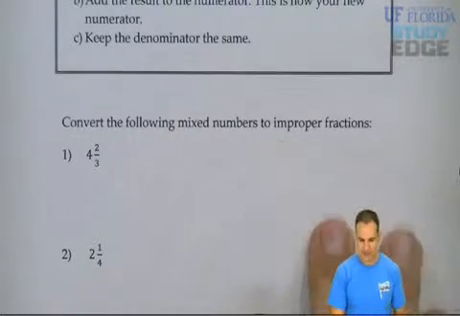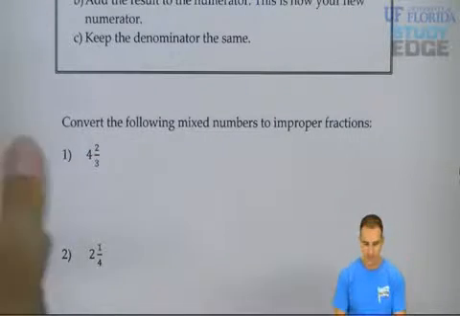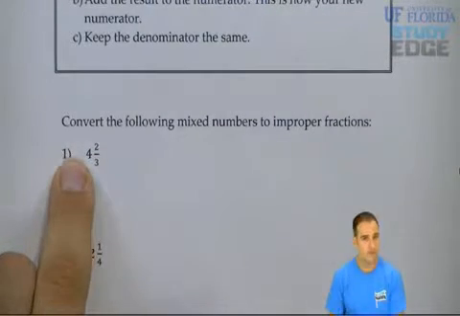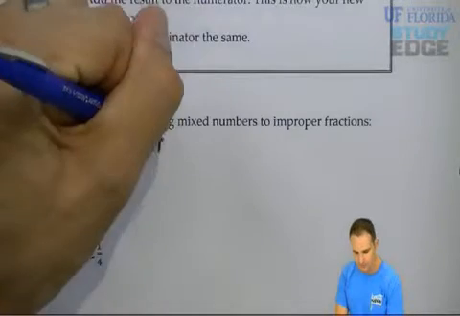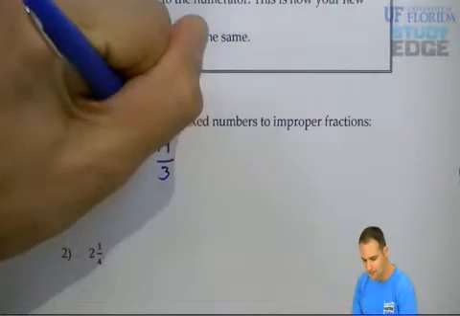mixed numbers to improper fractions. Multiply, then add. Keep the denominator the same. 3 times 4 is 12. 12 plus 2 is 14. Multiply, then add. Keep the denominator the same.